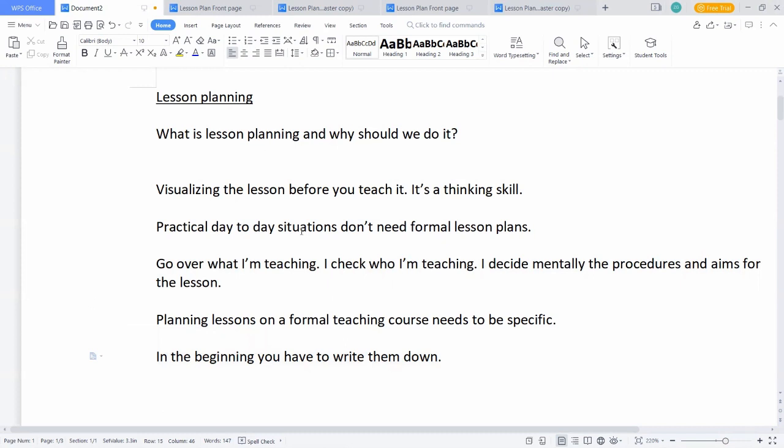So let's move on. Why should we plan our lessons? Well, it helps us to anticipate important problems. Okay. And it helps you to organize your materials. It means that you have done the thinking for your plan.